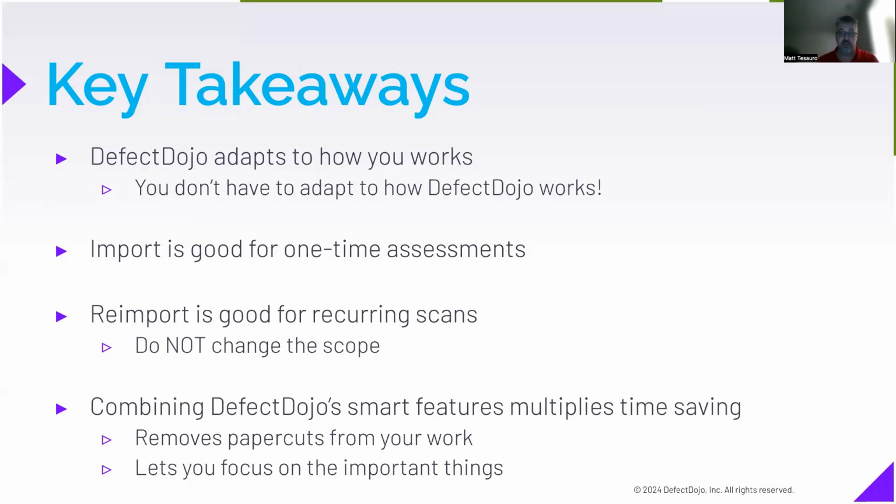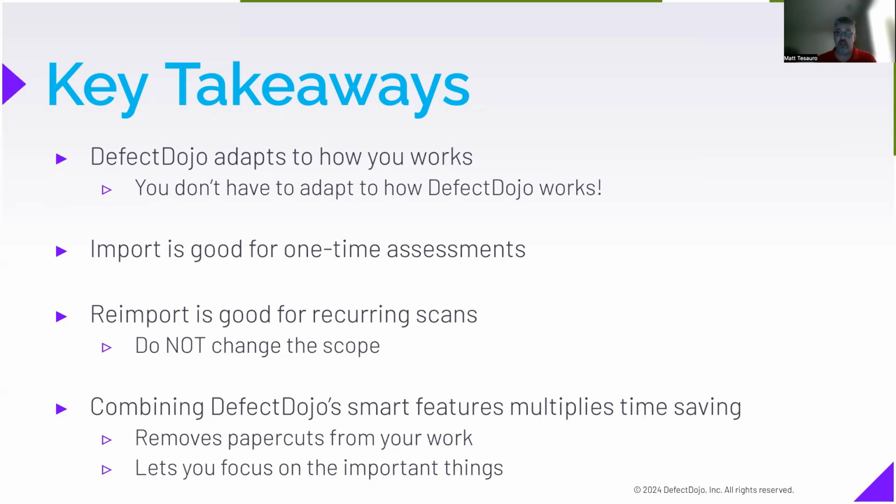If you haven't caught that, I'm going to say it again. And re-import is really good for recurring scans where the scope doesn't change. And that scope doesn't change is really important. If you change the scope on a re-import, you're going to get inaccurate results or certainly odd results. It's sort of like taking a scan of one repo and taking a scan of another repo and comparing them. It really doesn't work because they're two different repos.